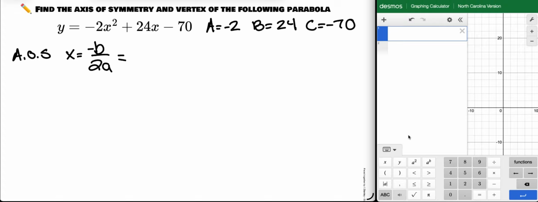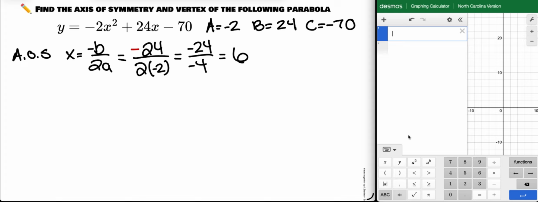So our b is positive 24. Now we already got the negative there, so I'm going to go ahead and put that in a different color. That's going to bring down my 24. I put my 2 times my a value, which is negative 2. So that top part don't change, so it stays negative 24. But 2 times negative 2 gives me negative 4. And if I take negative 24 and divide it by negative 4, I get a positive 6. Okay, now with this being positive 6, we want to enter that into the equation.